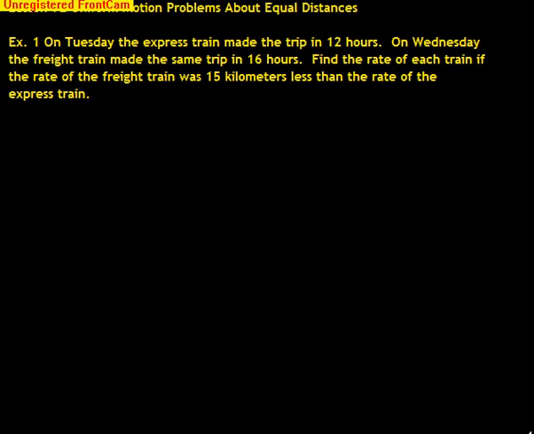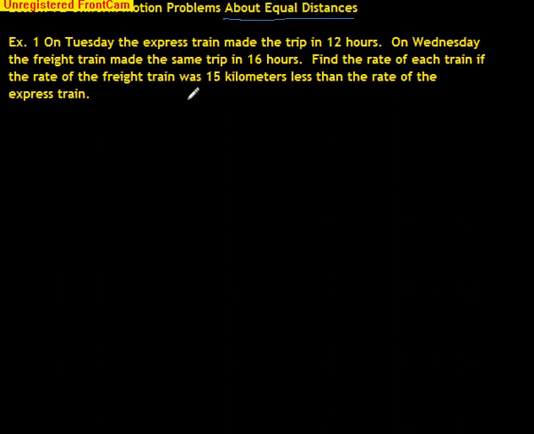When I read this first problem, you're going to understand the difficulty here. It says, on Tuesday, the express train made the trip in 12 hours. On Wednesday, the freight train made the same trip in 16 hours. Find the rate of each train if the rate of the freight train is 15 kilometers less than the rate of the express train. Now, first thing we're going to notice is these are called equal distance problems.